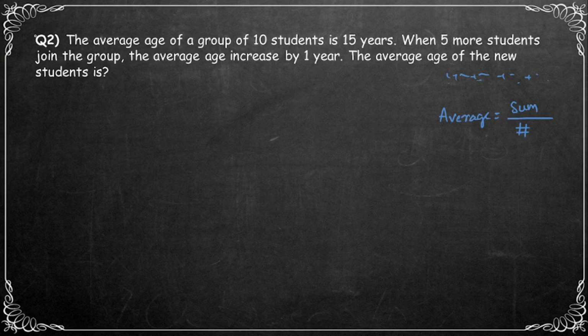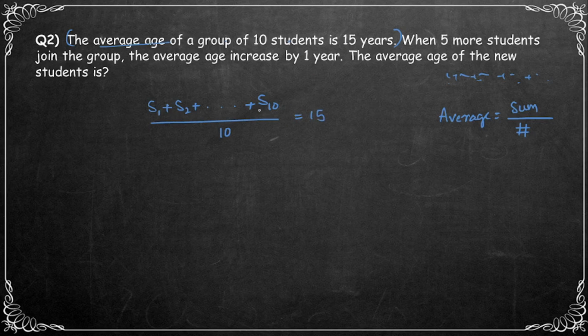Now here the first sentence is the average age of a group of 10 students. So let us take S1, S2 like that till S10. So those are the student ages. Now if we want to find the average age, that means we have to add those ages until S10 and divide by the number of them, so it is 10. Okay, so this is how we calculate the average. So they say it is 15 years.